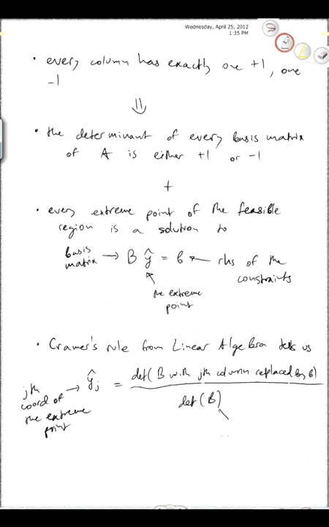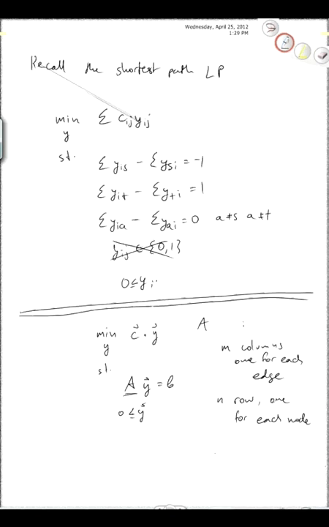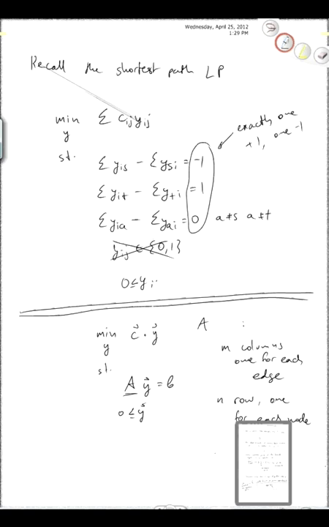But this determinant right here, we know has a value of either +1 or -1. That's because B is a basis matrix of A, and every basis matrix has a determinant of either +1 or -1. In the numerator, we would just have B with the jth column replaced by the right-hand side of the constraints. So let's recall what the right-hand side of these constraints looks like. It looks like this. So this right-hand side also has exactly one +1, one -1, and all zeros otherwise.